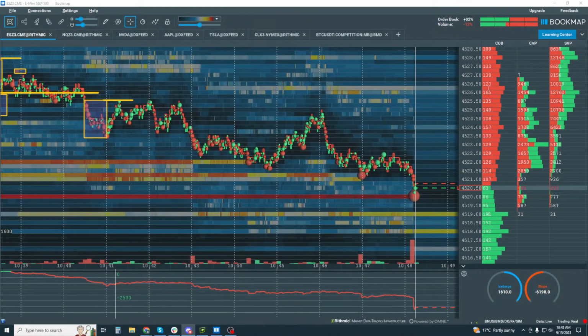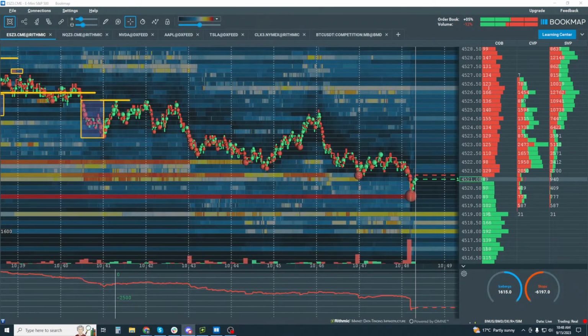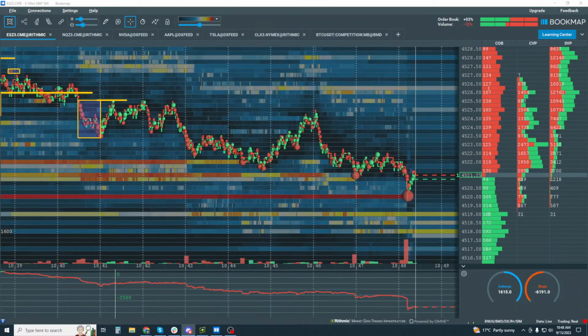There's our move into 20. Okay. My plan would say I take some off there. Okay. And that's that. I look for the next setup.